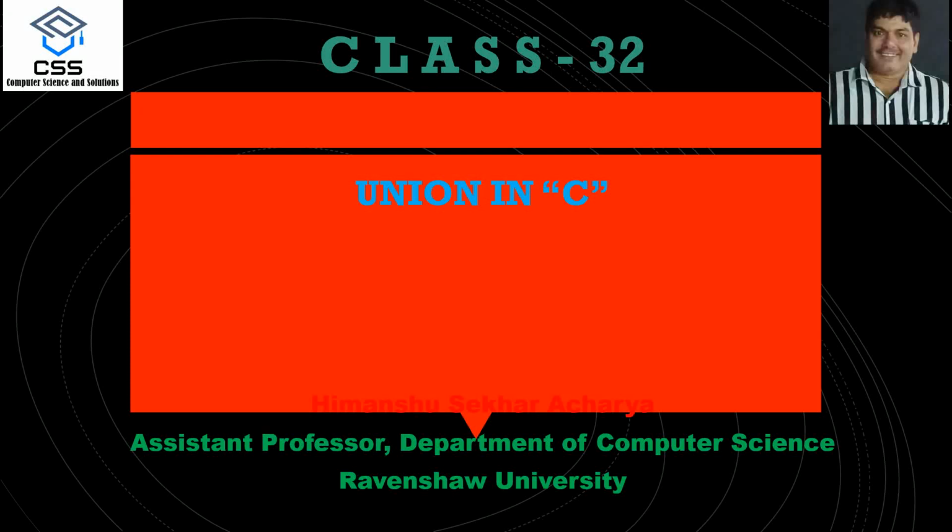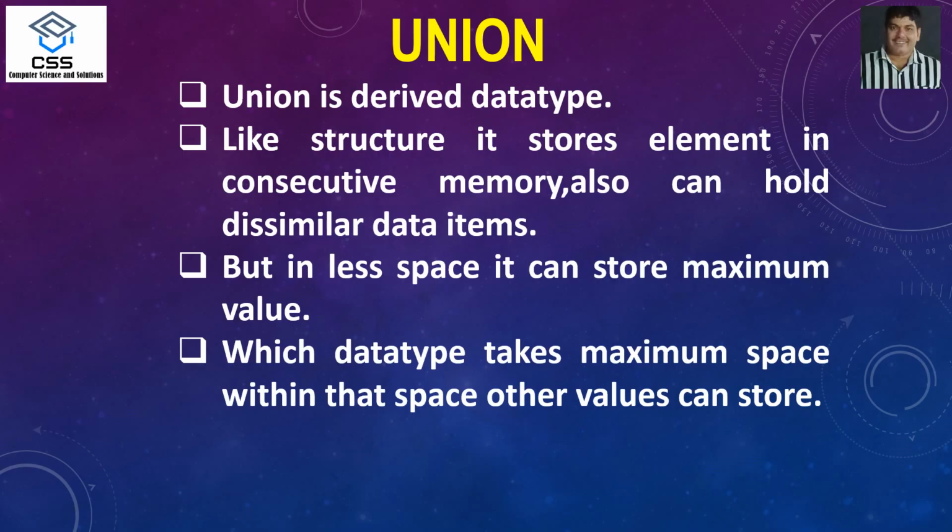Dear friends, in today's class, we are going to discuss one of the special derived data types, that is union. Before discussing union, I want to say what is the difference between the structure and union. Remember, structure is a derived data type, union is also a derived data type, because without primary data types, structure and union cannot be formed, hence it is derived.